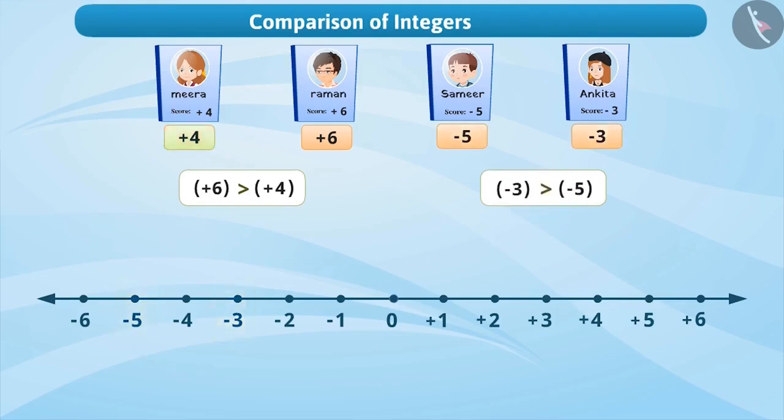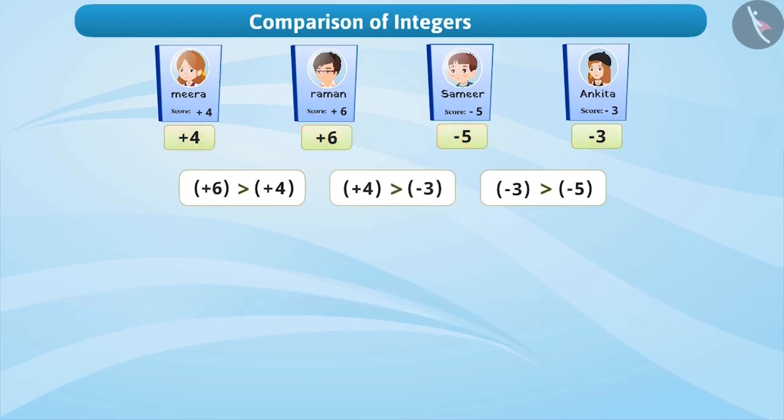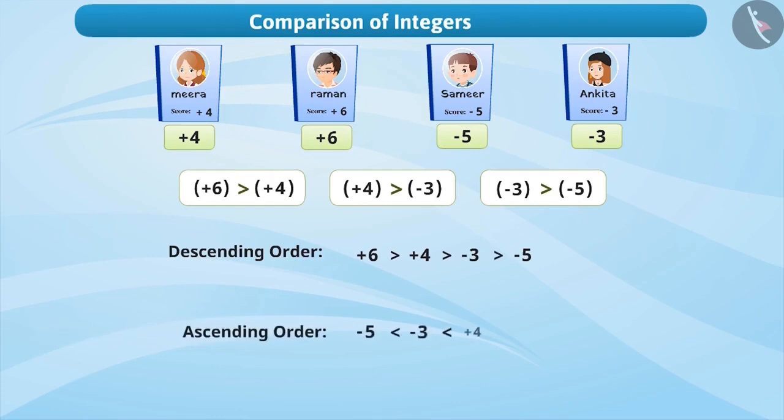Now let's compare +4 and -3. Well, the value of positive integers is always greater than negative integers. Therefore, +4 is greater than -3. So, we can arrange the given numbers in descending order in this way and ascending order in the opposite way. We can safely conclude that Raman got the highest score, whereas Samir got the lowest score.